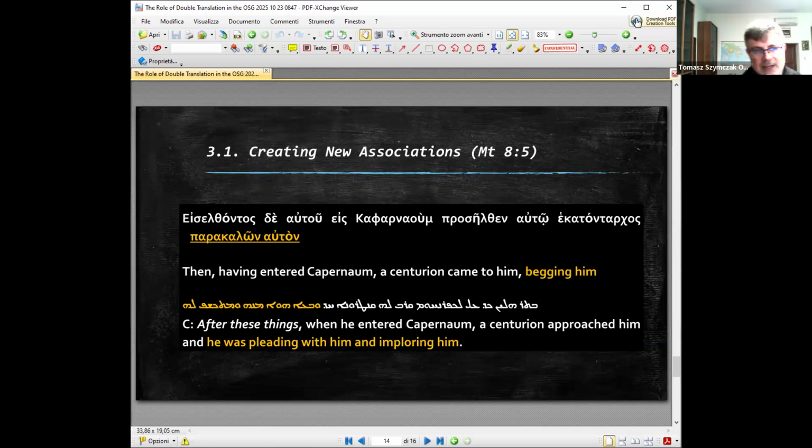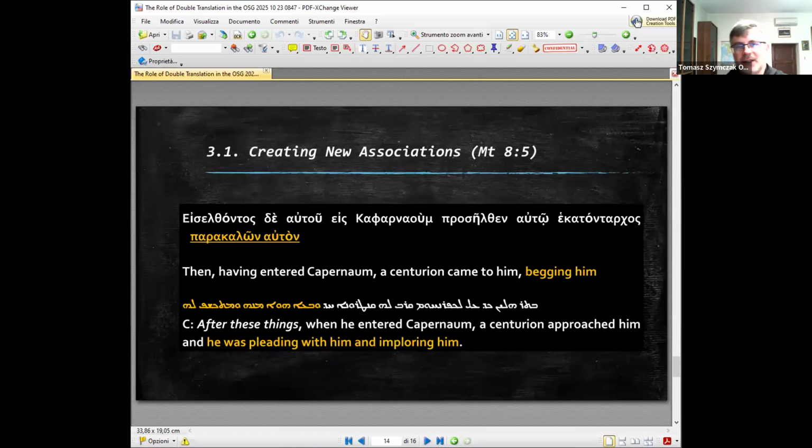So as we see in Matthew 8:5, we are dealing with a double translation that evokes a wide world of association. On the one hand, these occurrences in the Peshitta of the Old Testament could explain the renderings in Matthew 8:5. Maybe there's some association done by the translator. On the other hand, such a rendering creates new intertextual connections.